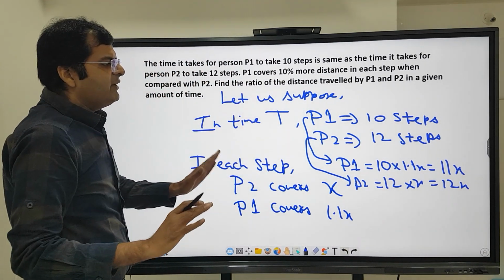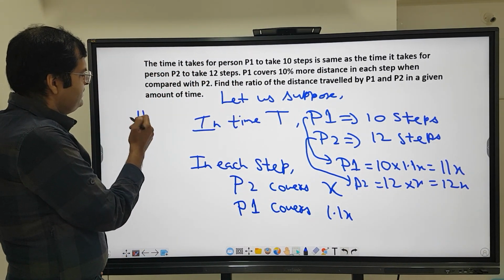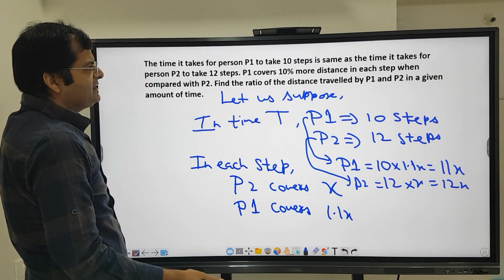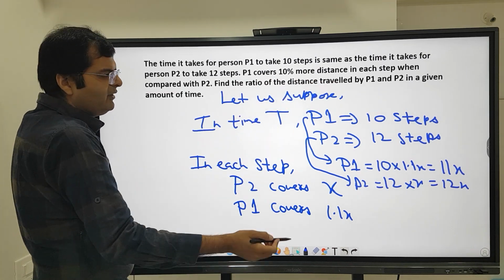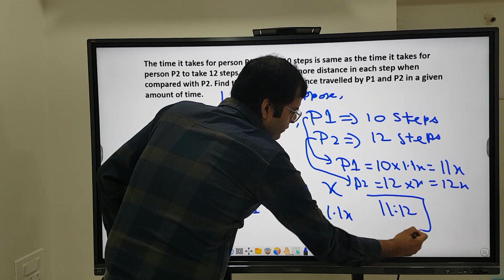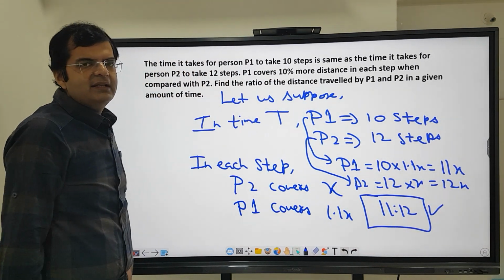So that means in the given amount of time, P1 is covering 11x as the distance and P2 is covering 12x as the distance. So the ratio of the distance traveled will be 11x by 12x, which is equal to 11 is to 12. And that over here is the right answer. Alright, that's how you solve the question.